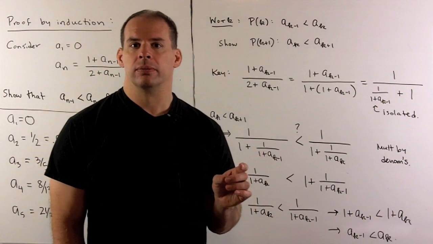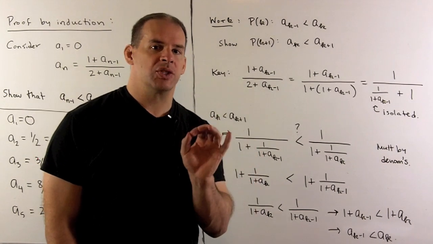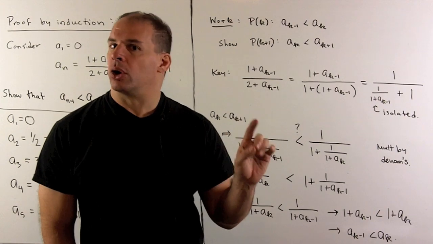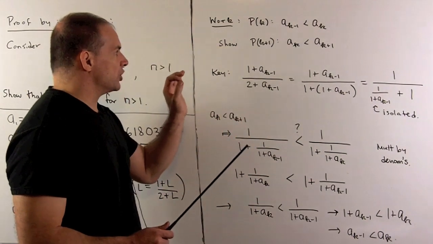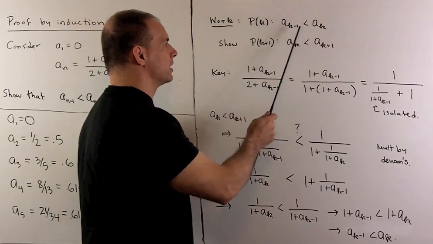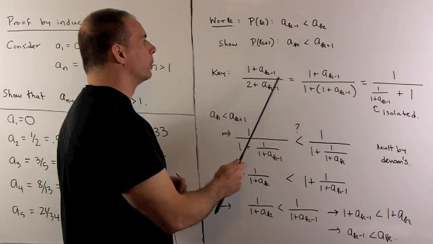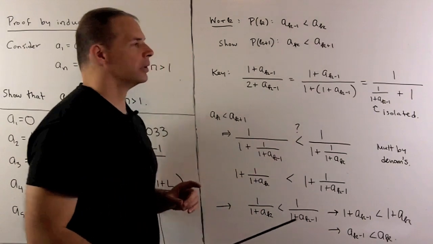Before we get to the proof, let's first do the work for the induction step. So what makes this problem difficult is that there's a trick, which is either you see it or you don't. Now, for the induction step, we're going to assume the kth statement's true: a sub k minus 1 is less than a sub k. We want to show that the k plus first statement's true: a sub k is less than a sub k plus 1.